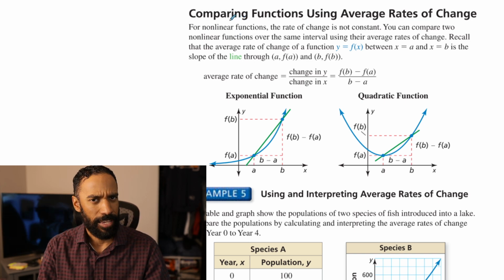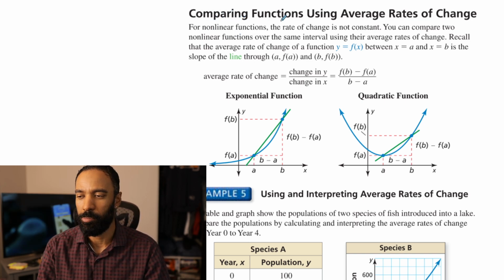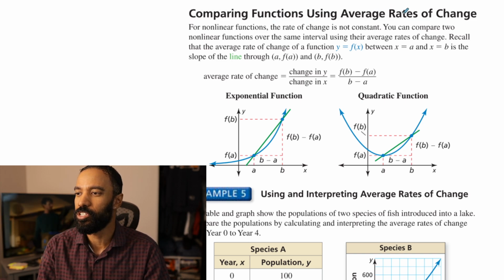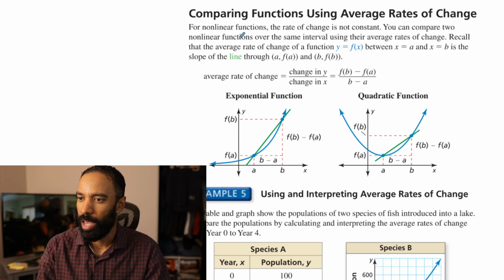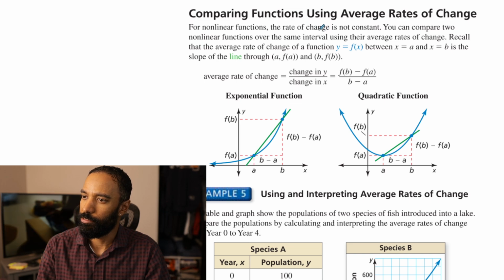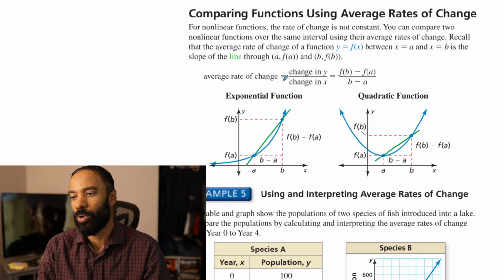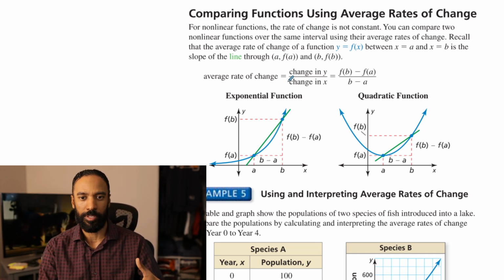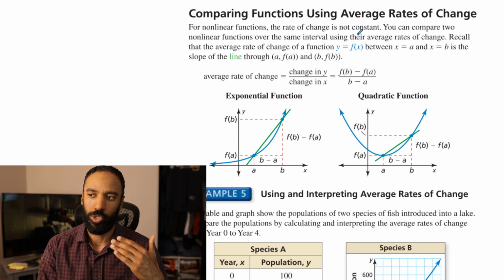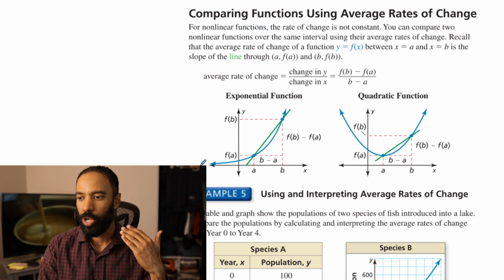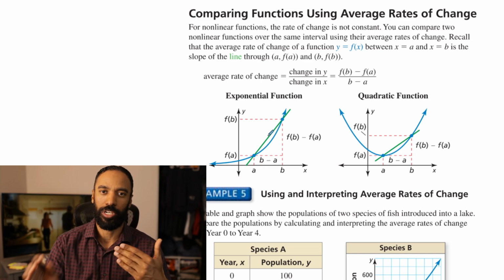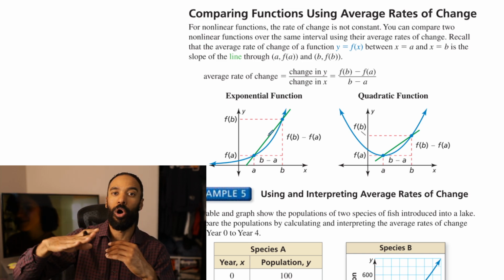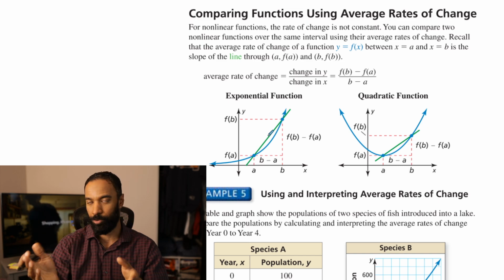Okay, maybe lastly, because I know this was one of the last bullet points, comparing functions using average rates of change. I haven't seen any word problems yet. For nonlinear functions, well, okay, so I kind of said this. I'll just give you layman's terms. They said for nonlinear functions, the rate of change is not constant, right? There's no constant slope like a linear function, up 3 over 1 or something like that. It's always changing all the time, everywhere.